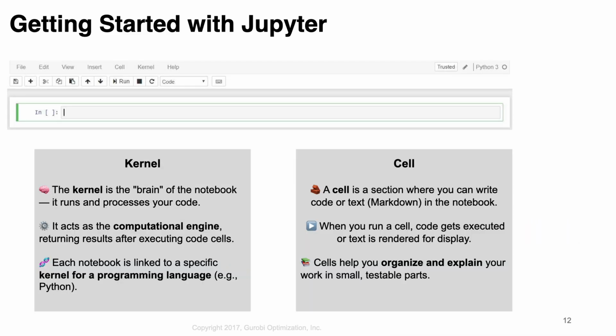To work effectively in this course, you need to understand the two main components of a Jupyter Notebook, the kernel and the cell. Think of the kernel as the brain of the notebook. It is the computational engine that lives in the background, waiting to run and process your code. Every notebook is linked to a specific kernel, in our case, a Python kernel. The cell is the building block of your work. It is a specific section where you can write either code or text. When you run a cell, the code is sent to the kernel for execution, and the results are displayed directly beneath it. This structure allows you to organize your model into small, testable parts, making it much easier to catch errors as you build.